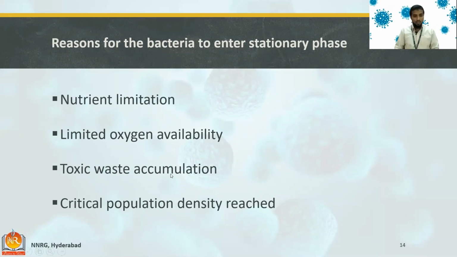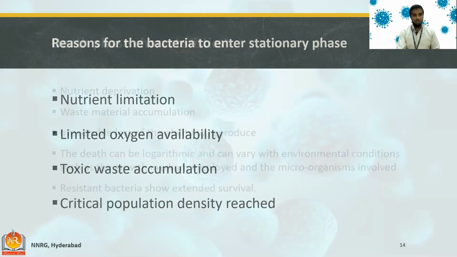And toxic waste accumulation, as the death of cells is increasing, right? Bacterial cells are increasing, it can accumulate and cause toxicity. And critical population density ratio, as discussed, both the cells are present. One is alive and one is dead. When both are more in number, that will be more in concentration, right? So it means critical population density reached.